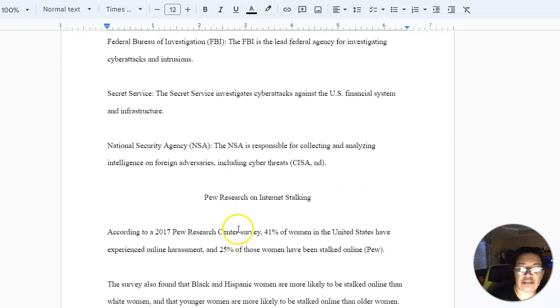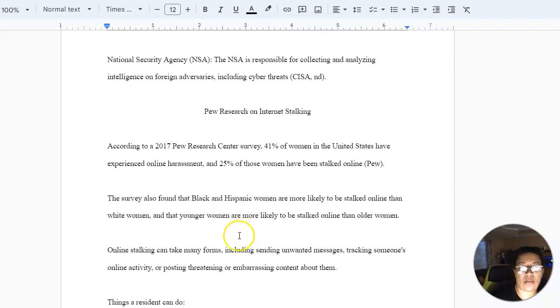Further research has shown that internet stalking is prevalent, and it especially affects Black and Hispanic women. They are more likely to be stalked online than white women, and younger women are more likely to be stalked online than older women.